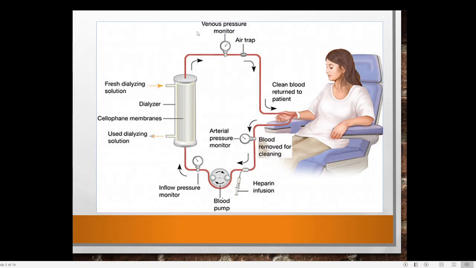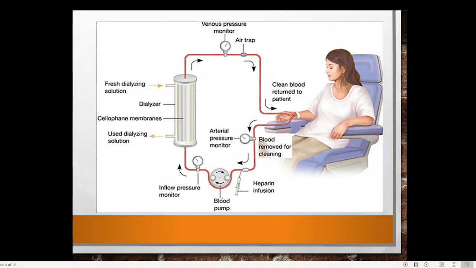Then there will be a device known as a pressure monitoring device, and if there are some air molecules, that has to be removed. Otherwise what happens is that air molecules can remain in the blood, causing air embolism, which is a kind of disease. Then after removing the waste material, the blood will be returned back to the patient.